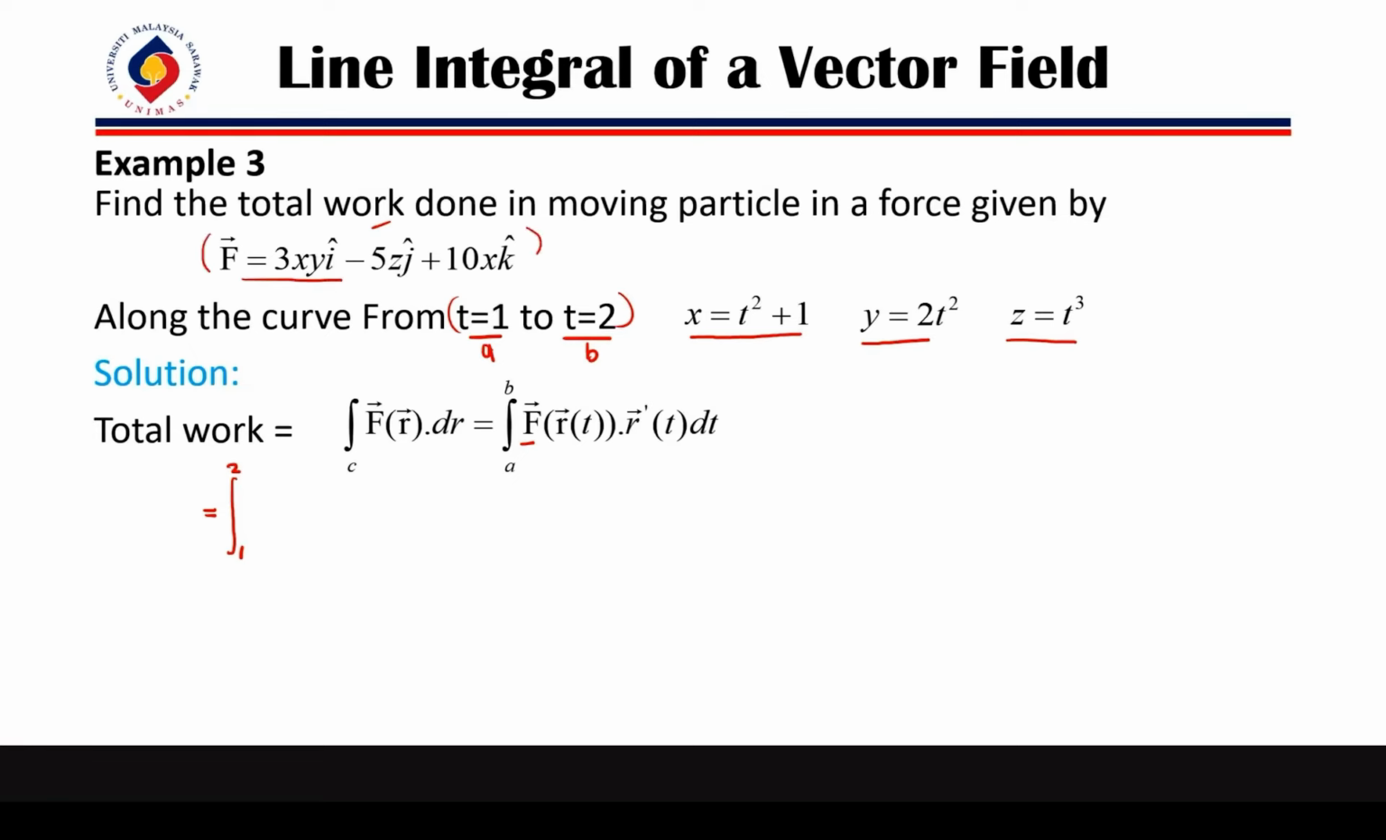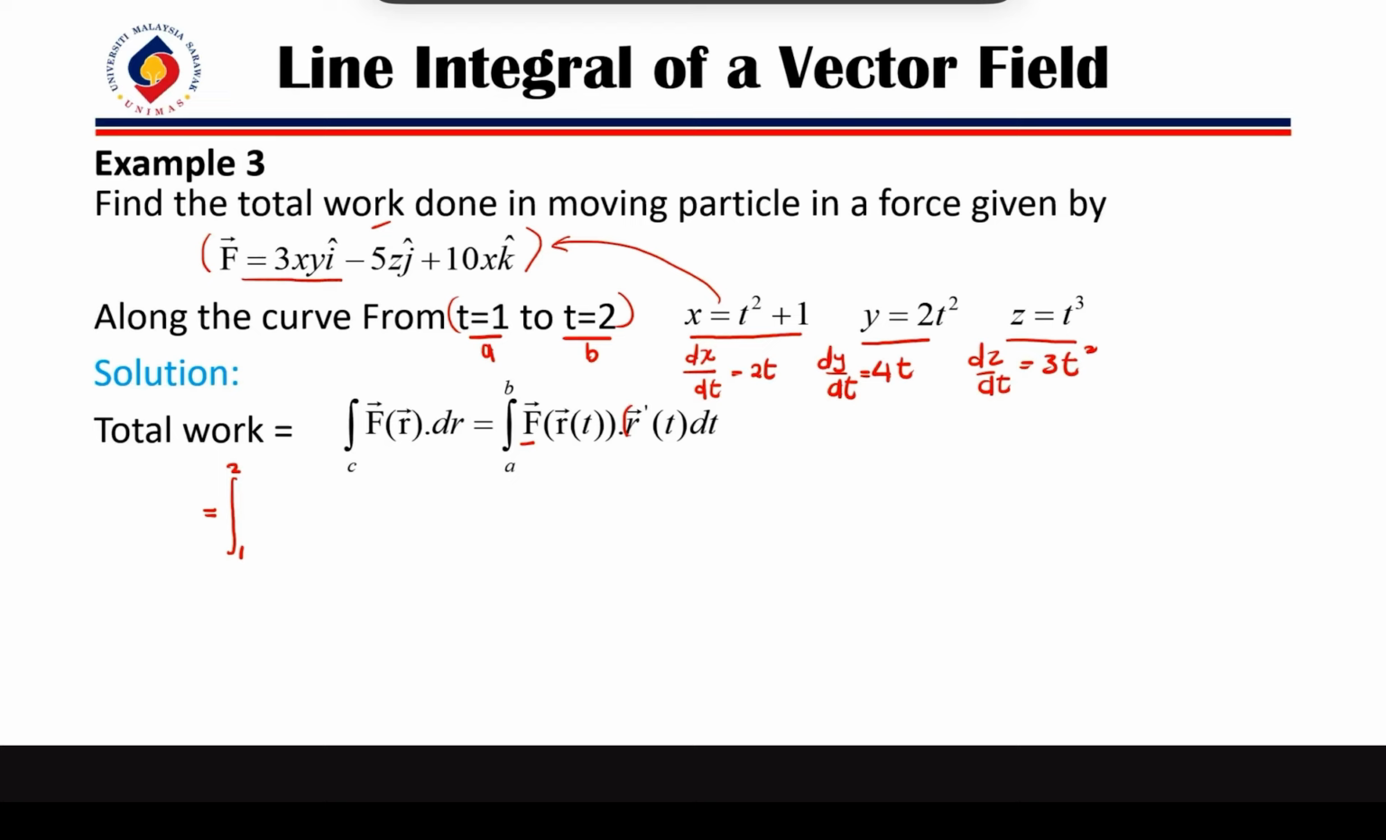Expression here, we substitute in terms of t. When it's given, we have to find r prime of t, so we differentiate. dx/dt here is equal to 2t, dy/dt is equal to 4t, and dz/dt is 3t squared.